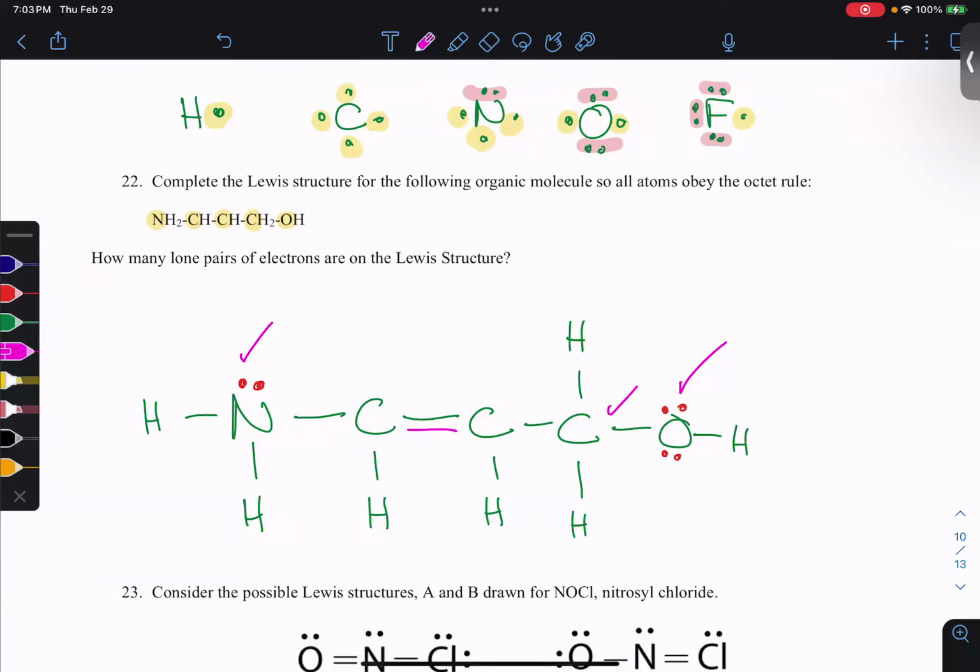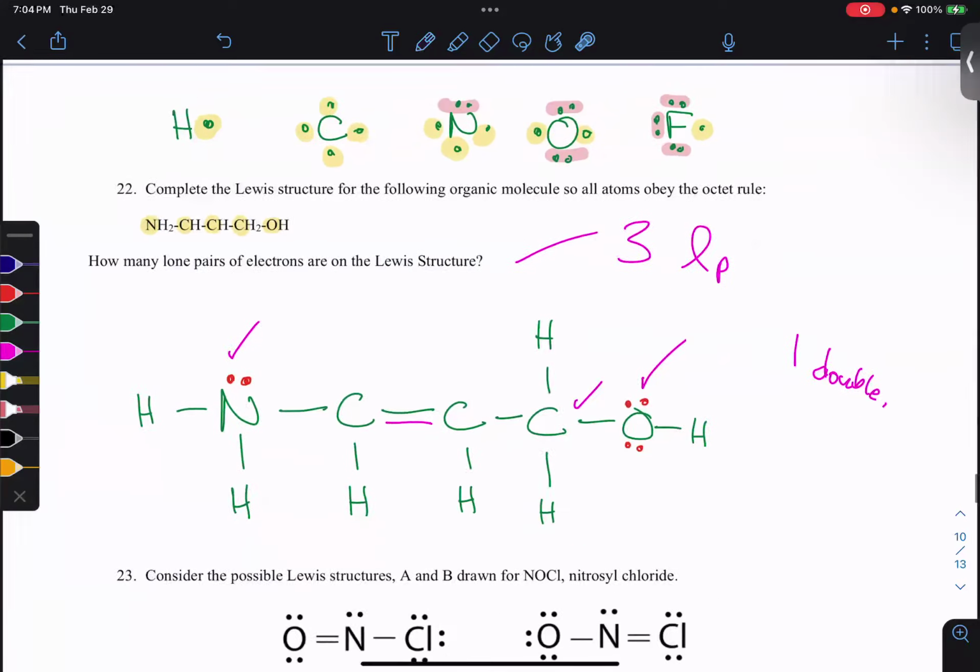So now you've shared electrons: 1, 2, 3, 4 bonds on this carbon, 1, 2, 3, 4 bonds on this carbon. And so we see that this structure has 3 lone pairs total, and then I guess 1 double bond. That's another thing I could ask as well, or maybe even both in one question, right? And so that's not obvious in this kind of line diagram that I showed. Okay, all right, let's do this one.